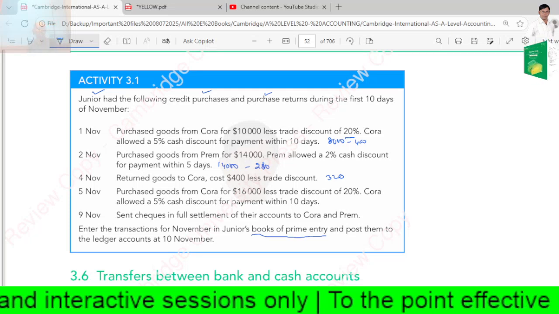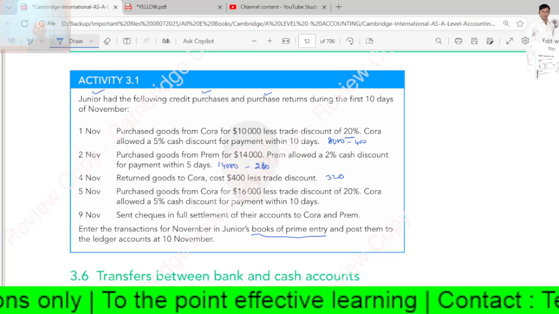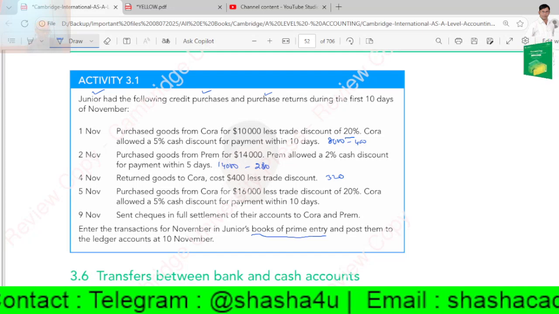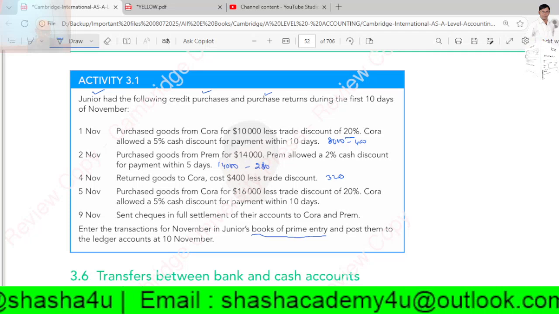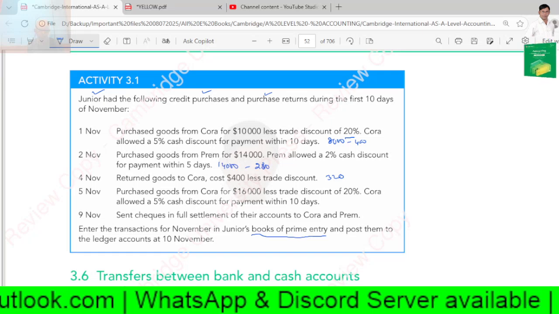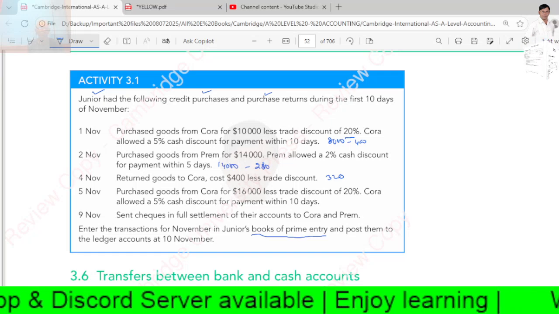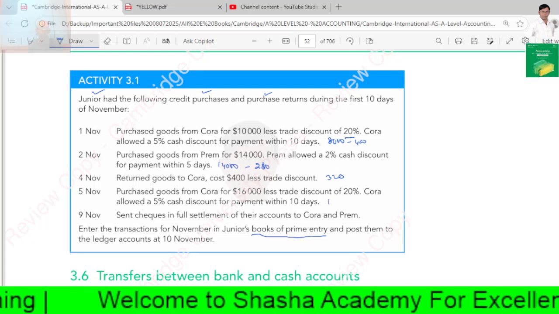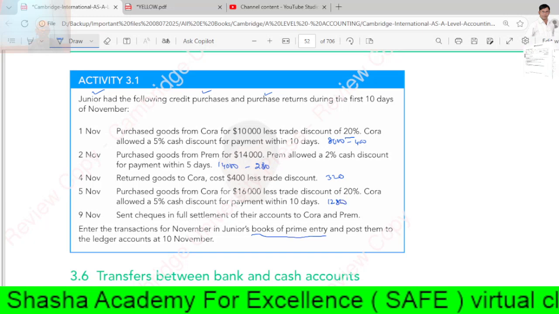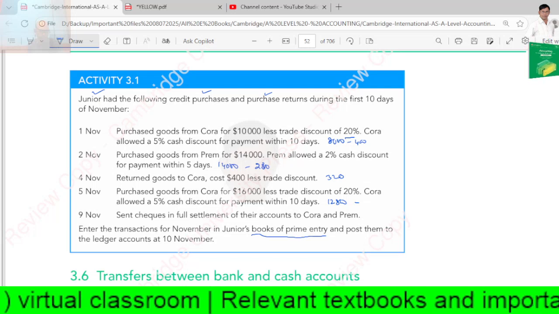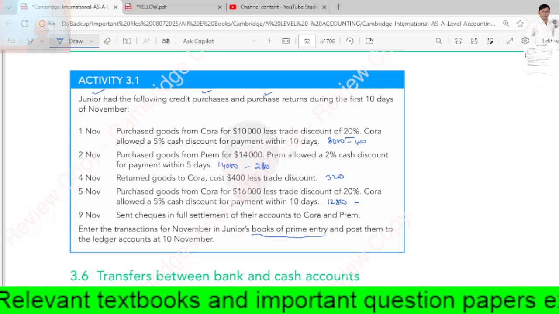Purchase goods from Cora for 16,000 less trade discount of 20%. So this will be recorded at 16,000 minus 20%, which is 12,800. It will be recorded at 12,800. So cash discount is 5%, that is 640.